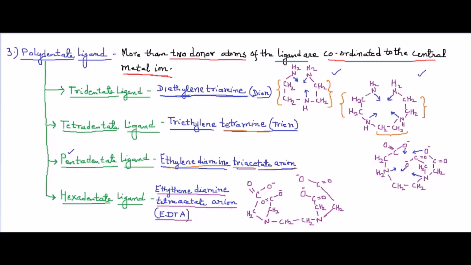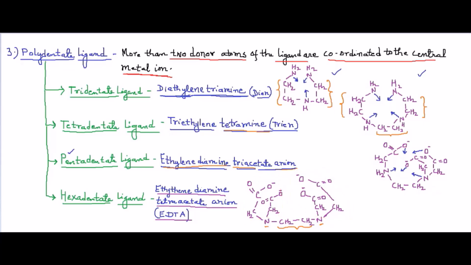As you can see, ethylene diamine. The basic structure is the ethylene molecule, and there are 2 amino groups, ethylene diamine, right, and on these 2 amino groups we have 4 acetate ions. As you can see, the 4 acetate ions are attached onto the 2 amino groups, 2 acetate ions on each of the 2 amino groups. So that is why it is known as ethylene diamine tetraacetate anion.